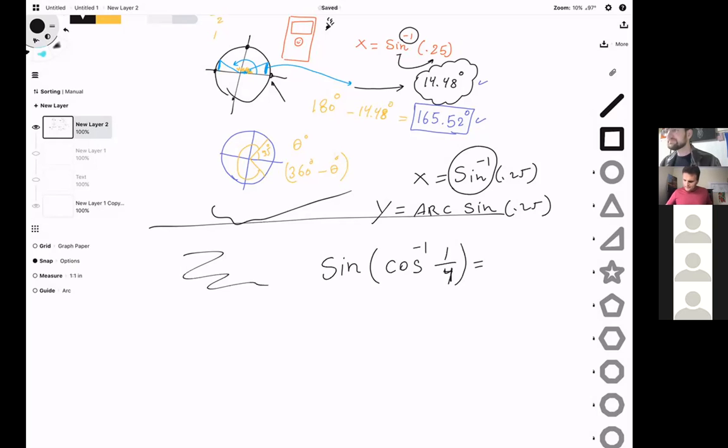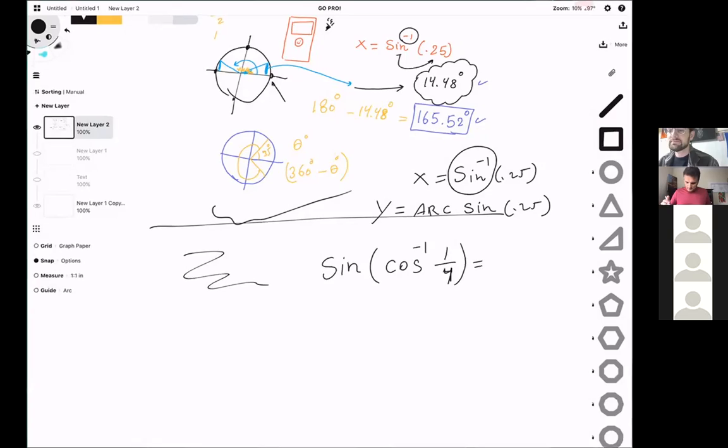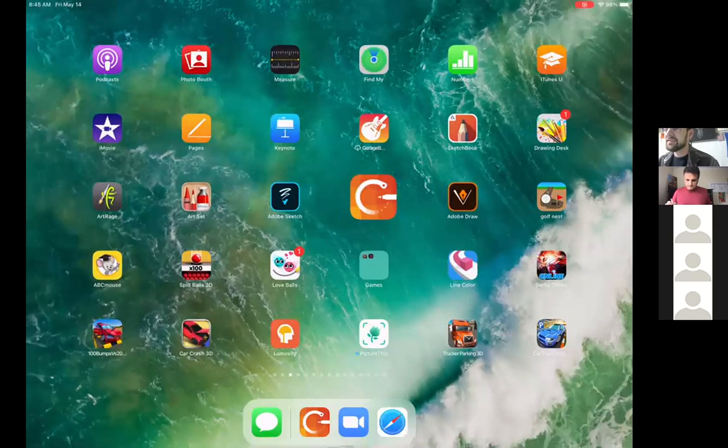Let me change the app. This bothers me. I'm not very good at this one. Let me use this one.